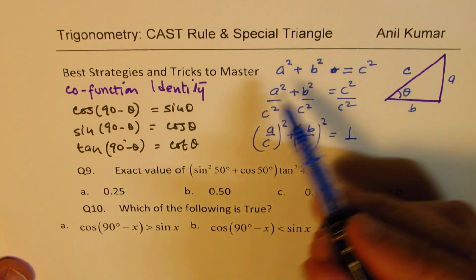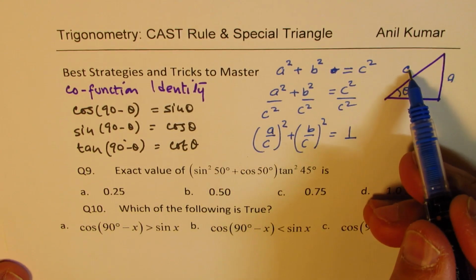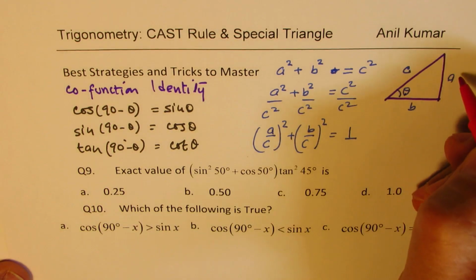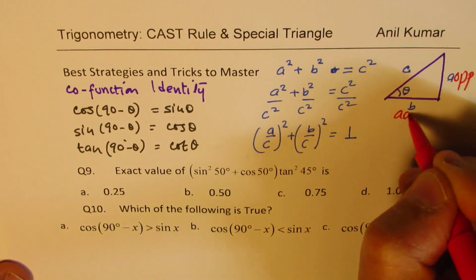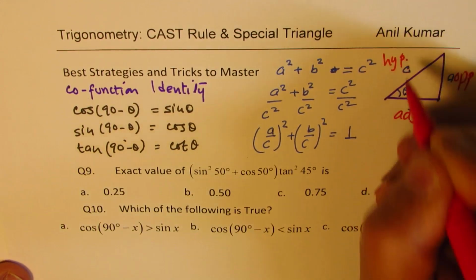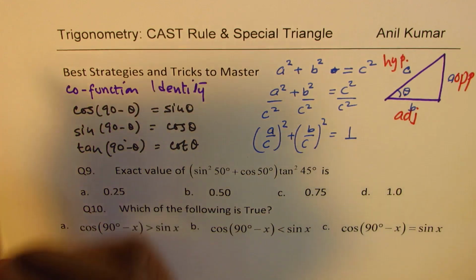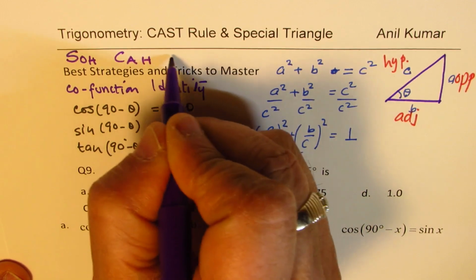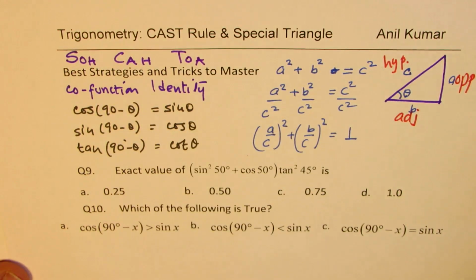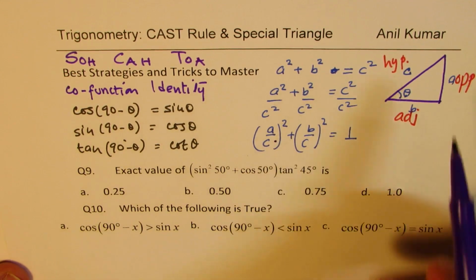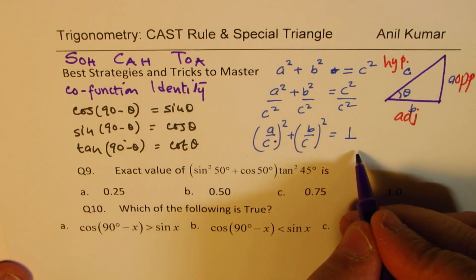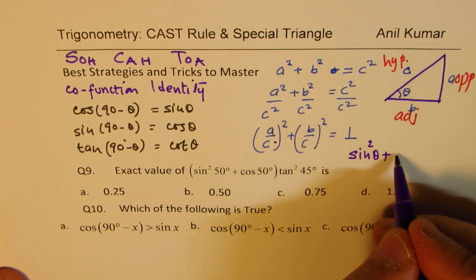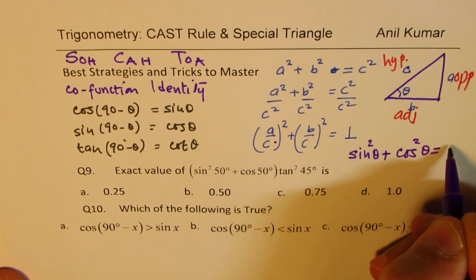Now I have converted this into ratios. A over C with respect to theta is what? A is the opposite side, right? So this is my opposite side, this is the adjacent side, and that is the hypotenuse. And we remember, very important, SOHCAHTOA. Sine is opposite over hypotenuse, cosine is adjacent over hypotenuse, tan is opposite over adjacent side. So A over C is sine theta, and B over C is cosine theta. So we get sine square theta plus cos square theta equals 1.